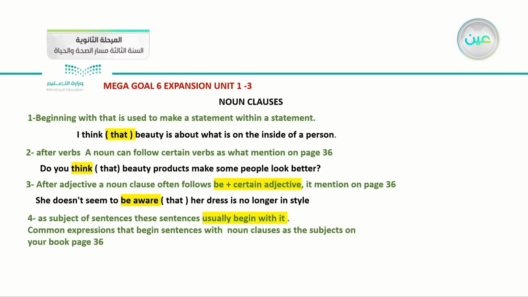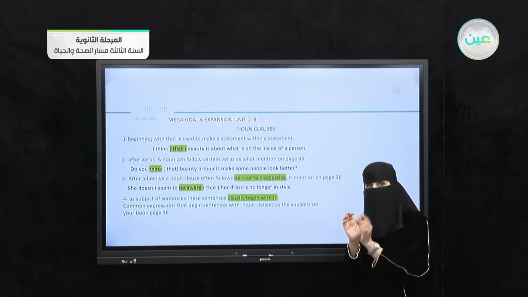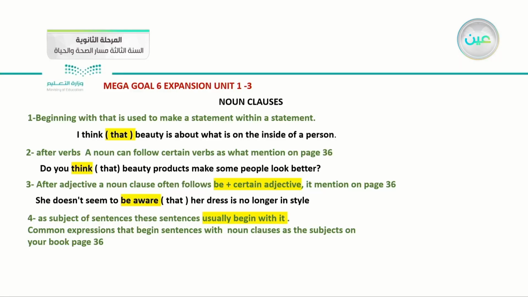Number 3, after an adjective, a noun clause often follows be plus a certain adjective. In this situation, we can't use all of the adjectives that we have. They told us that only certain adjectives can be used when we want to make a sentence with a noun clause. All of those certain adjectives are mentioned in your book also. For example, she doesn't seem to be aware. The second part: her dress is no longer in style. How can I apply the noun clause? I bring be, then I bring the adjective from the list they gave us, aware. So, to be aware. Then I put the conjunction that to join these two statements together: she doesn't seem to be aware that her dress is no longer in style.